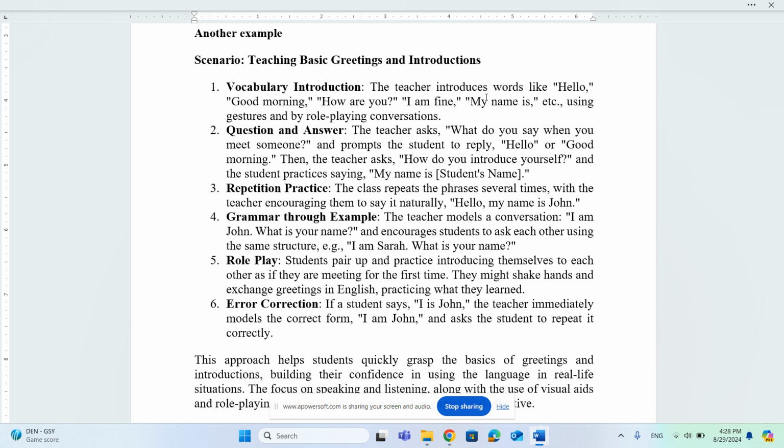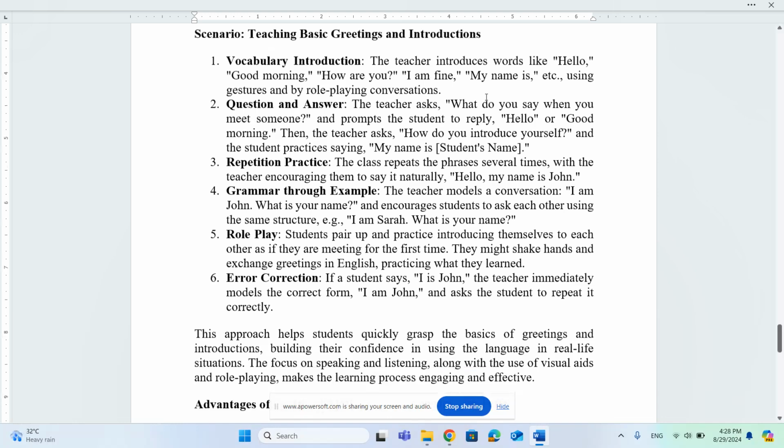So, error correction. If a student says I is zone, you have to correct them immediately. The teacher immediately models the correct form, like I am zone, not I is zone. I am zone, and asks the students to repeat it correctly. This is another example for teaching basic greetings and introductions with the help of this direct method.